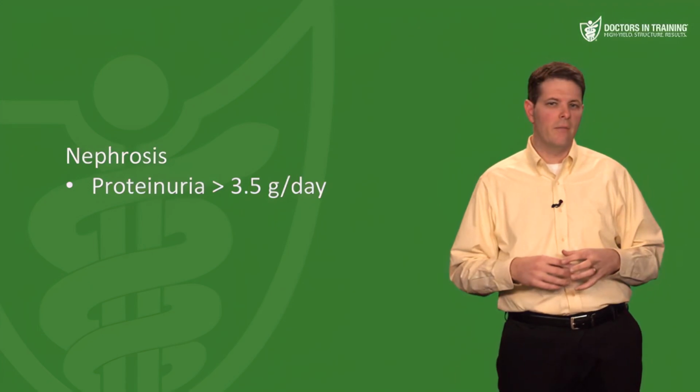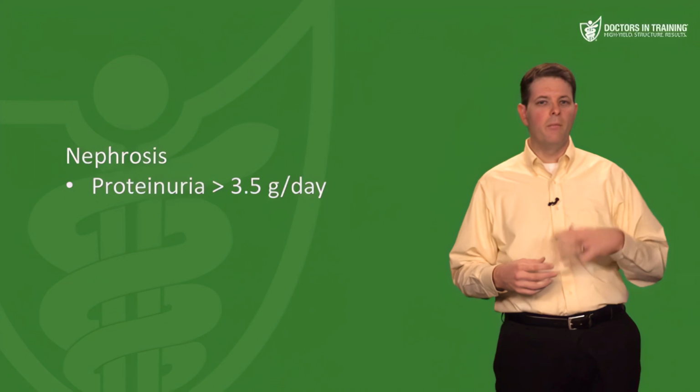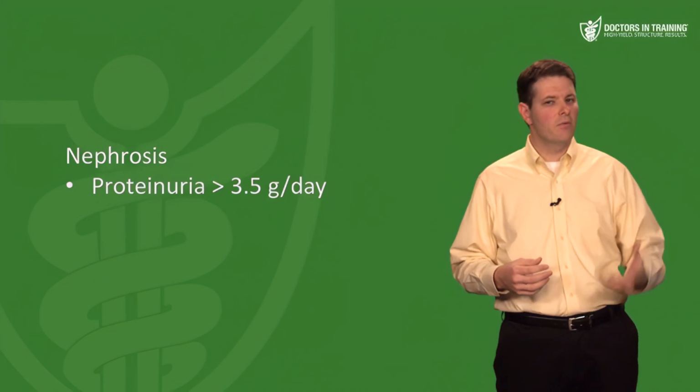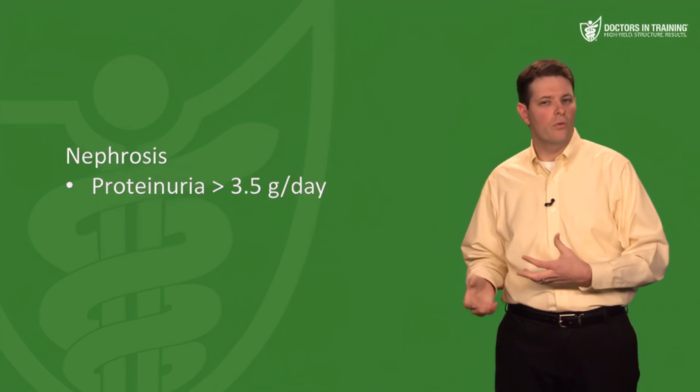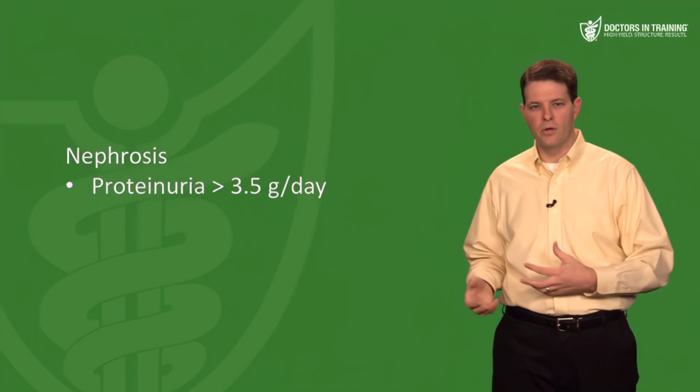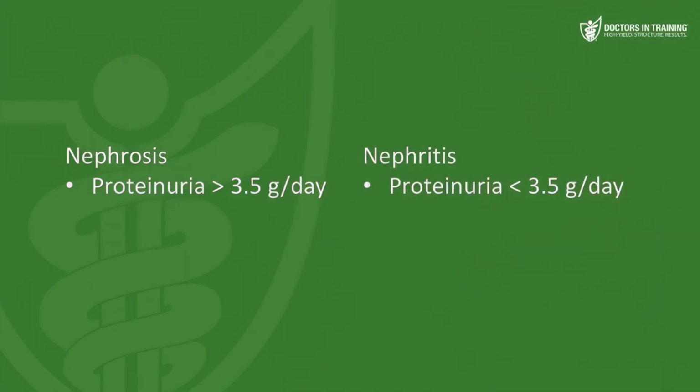Informally, we might call that heavy proteinuria. So anything above 3.5 grams per day is heavy proteinuria. Anything below 3.5 grams per day is called light proteinuria. Now, patients with nephritis will often have some proteinuria, but it's usually less than that 3.5 gram cutoff. There are some types of glomerulonephritis that present with more than 3.5 grams per day. We might say they have nephrotic range proteinuria, but we could still call it nephritis.